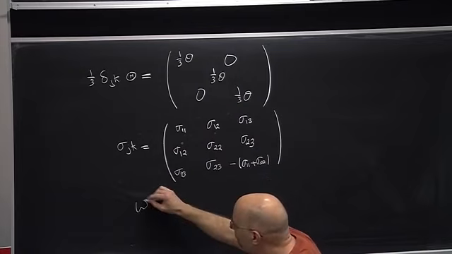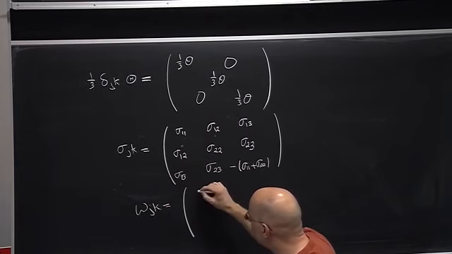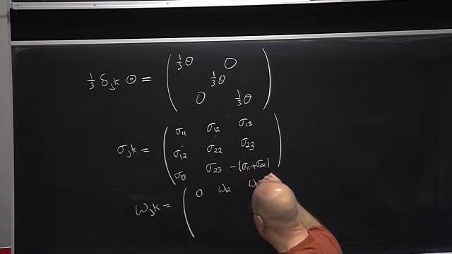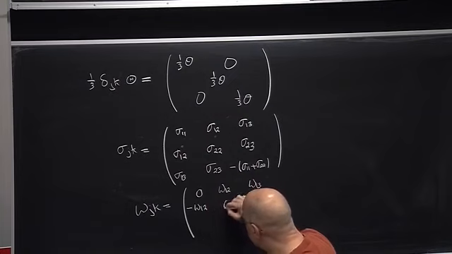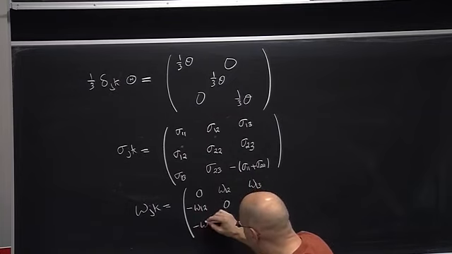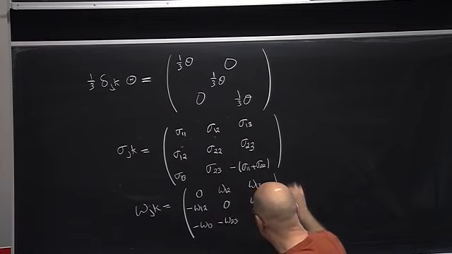And finally, omega jk has to be an antisymmetric matrix, so there's no entry here. There's going to be an omega 1,2 over here, an omega 1,3 over there. Here, we're going to have minus omega 1,2, 0, omega 2,3, minus omega 1,3, minus omega 2,3, and 0.